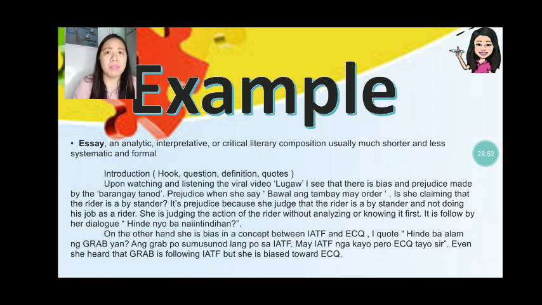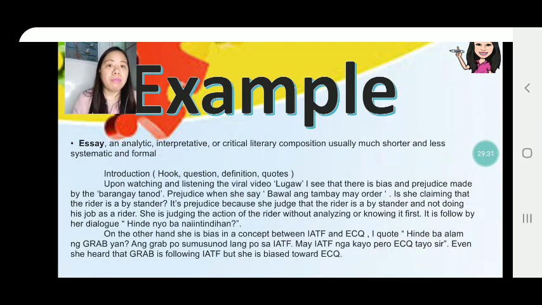So here is my example. After the introduction is your body. In here you will discuss your argument. Upon watching and listening to the viral video, my example is lugaw, I see that there is bias and prejudice made by the barangay tanod. Prejudice when she says, "Bawal ang tambay, may order." This is what I told you, that you need to state a dialogue or a line. So she said this, so I stated it there. Is she claiming that the writer is a bystander? It's prejudice because she judged that the writer is just a bystander and not doing his job as a writer. She is judging the action of the writer without analyzing or knowing it first.